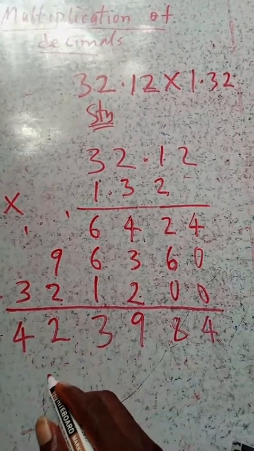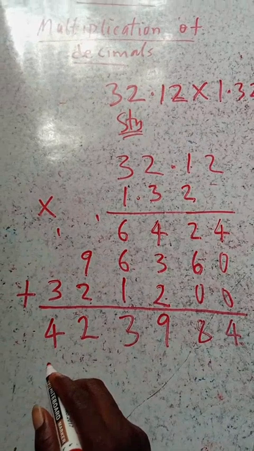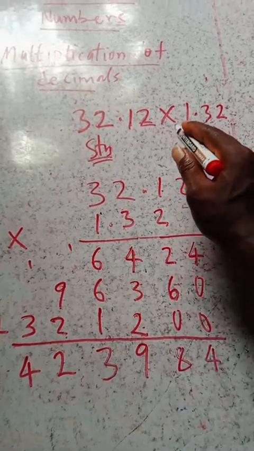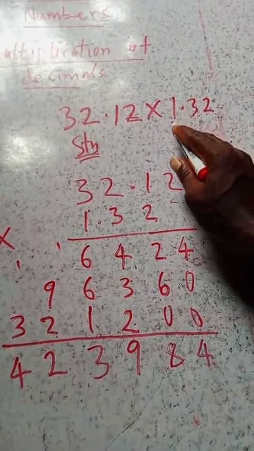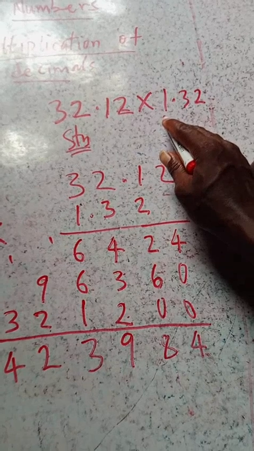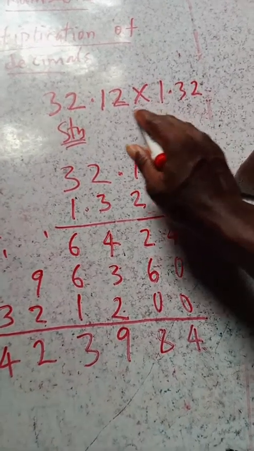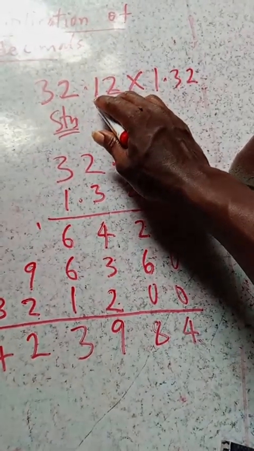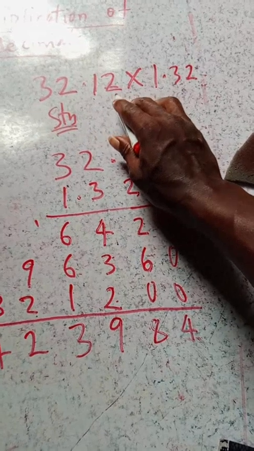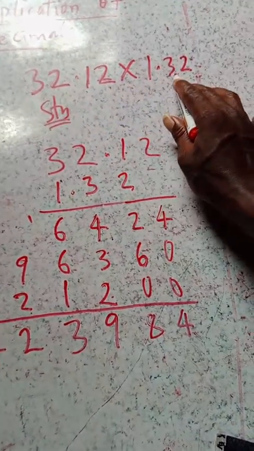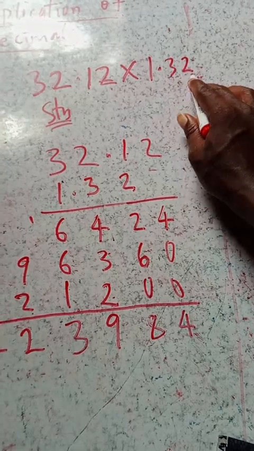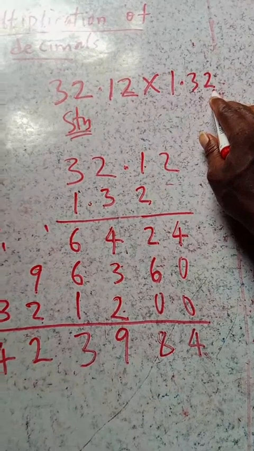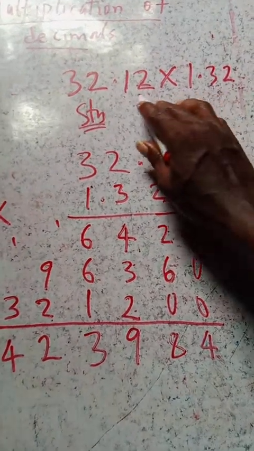So when you have written the answer, the next thing, you go back to the question and check how many decimal places altogether. So in the first one, this is the decimal point. We have how many decimal places? 1, 2. In this other one, we have 1, 2. So altogether, how many decimal places? 4 decimal places. So we have 2 here, we have 2 here.